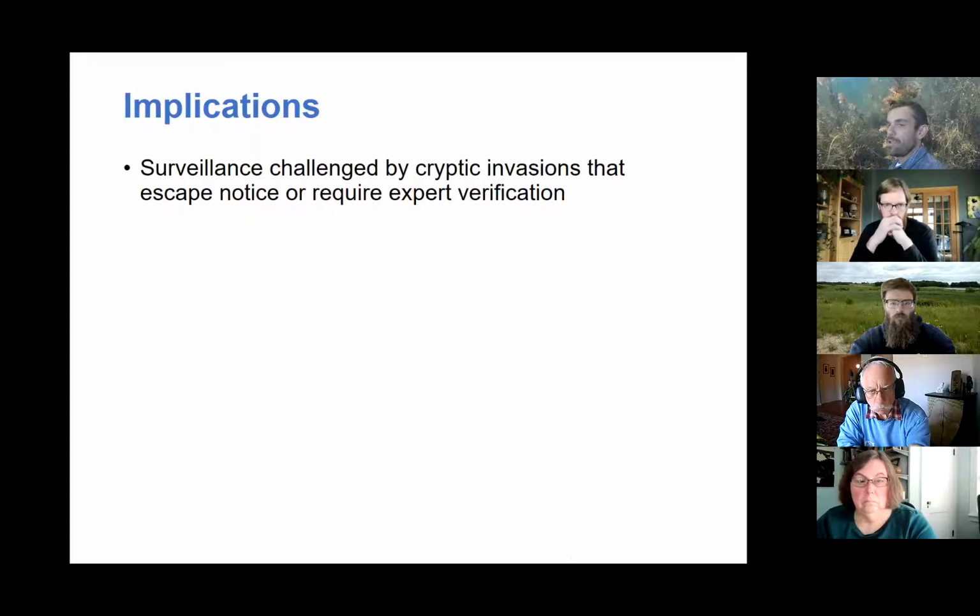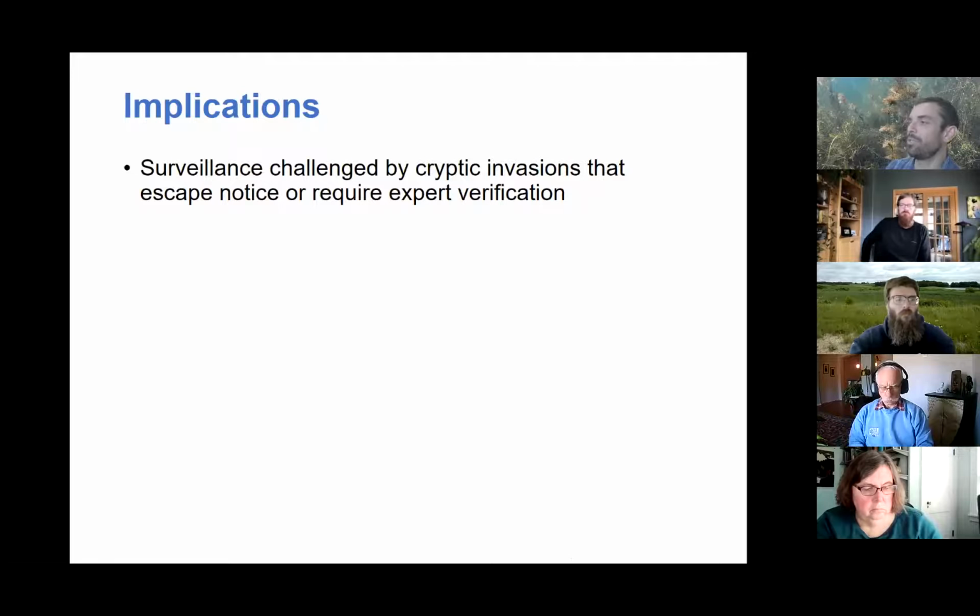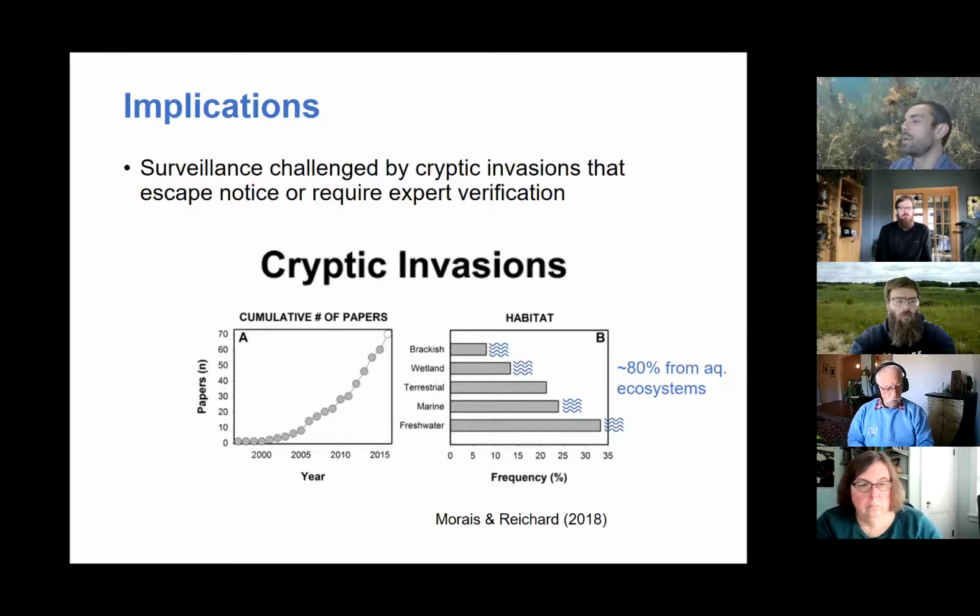Another implication is surveillance is difficult. Surveillance is challenged by these cryptic invasions that can easily escape notice or require expert verification or tools. This paper in 2018 reviewed this phenomenon of cryptic invasions in the literature, showed growing interest, and also showed that about 80% of the examples were from aquatic ecosystems. So this is a particularly notable issue in wet environments.